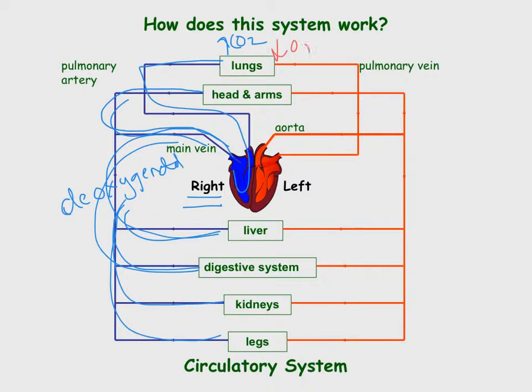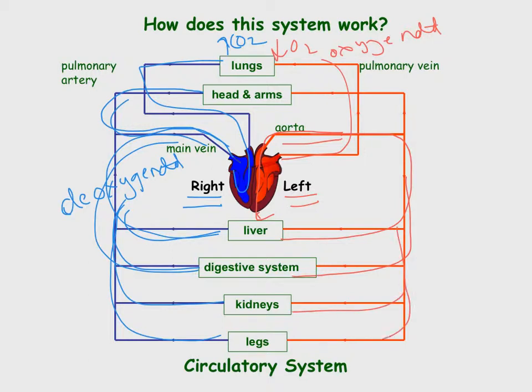And oxygen is picked up. So now the blood is oxygenated, and the blood goes back to the left side of the heart, which is the bigger pumping part of the heart. And the left side of the heart pumps it out through the great vessel, which is called the aorta. And this oxygenated blood goes to the liver, and it goes to the digestive system, and it goes to the kidneys, and it goes to the legs, and it also goes to the head and the arms.